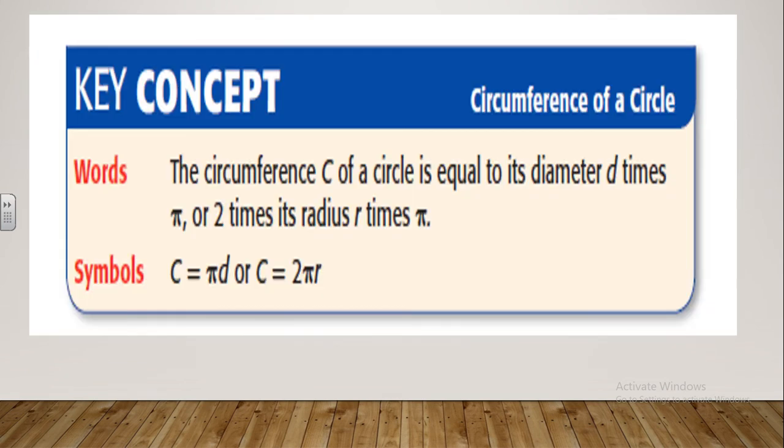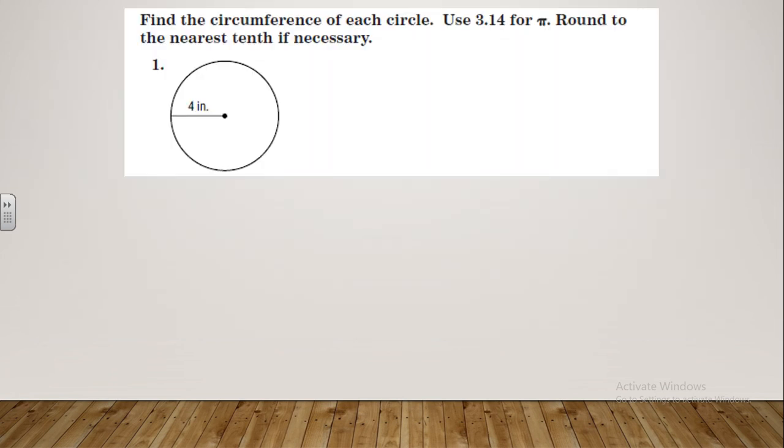Okay. Now let's learn the rule. Well, the circumference equals what? We have two rules. The first one, circumference equals pi times d. The second one, circumference equals 2 pi r. Okay. Someone will now ask me, Miss, which rule will I use? It depends on what he gave you in the question. So if he gave you the diameter, you will use the first rule. But if he gave you the radius, you will use the second one. Okay? Now let's solve some questions together.